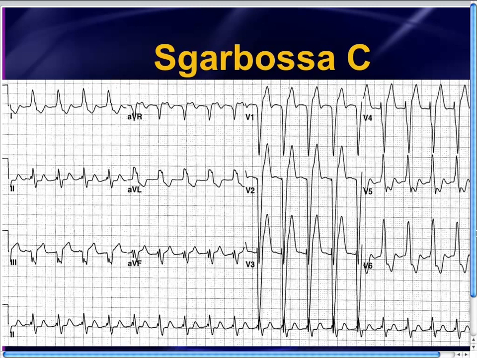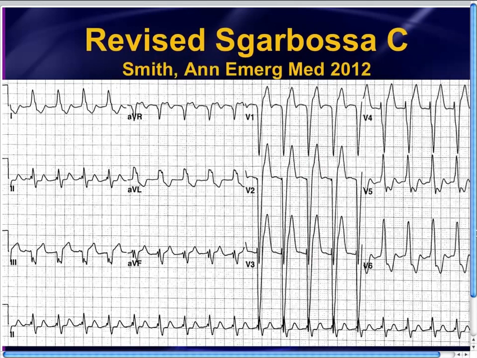Take a look at how huge these QRS complexes are. The QRS complex in V2 goes all the way down here, and so it's not surprising that the ST elevation is really, really significant in the other direction. All right? And so a lot of people have said, let's get rid of Sgarbossa C.